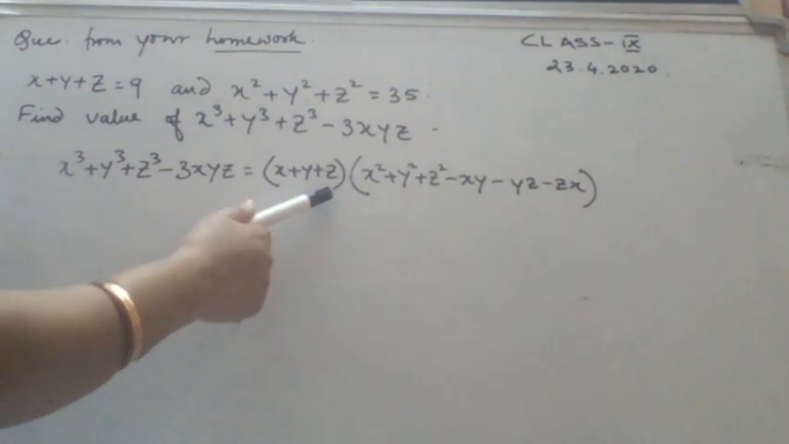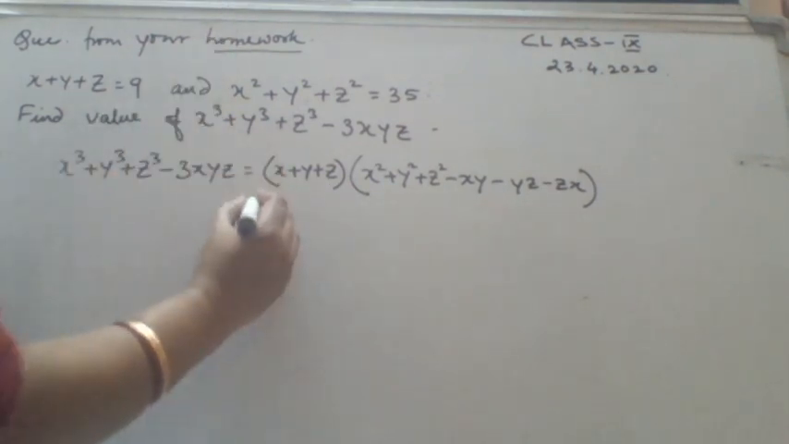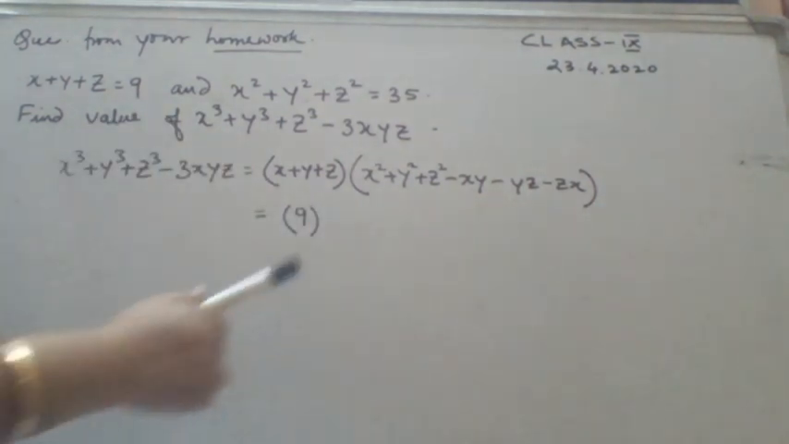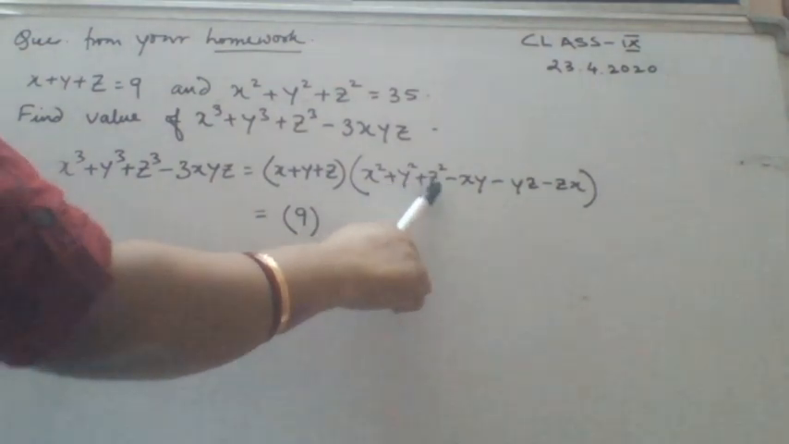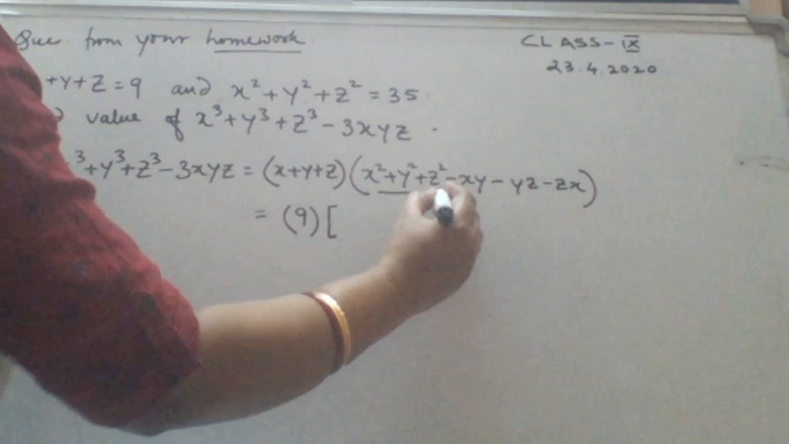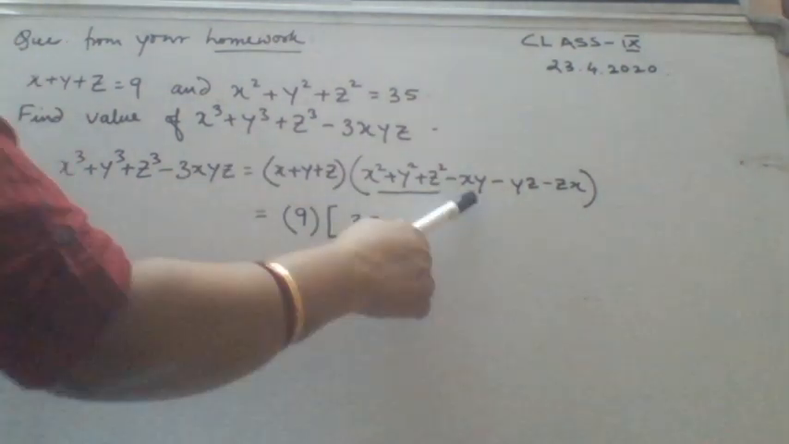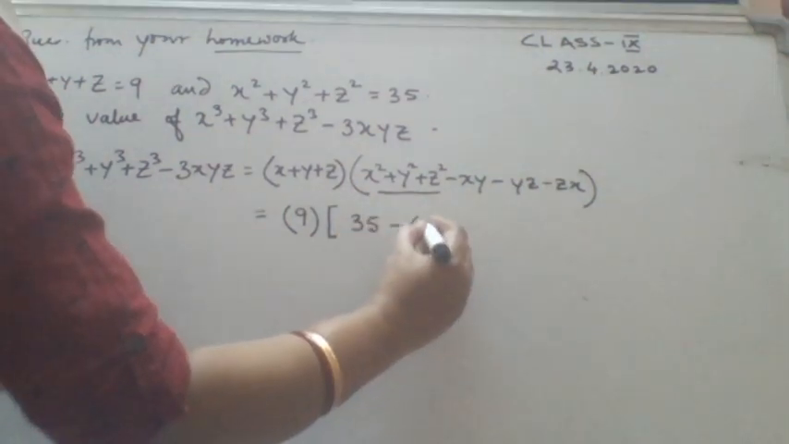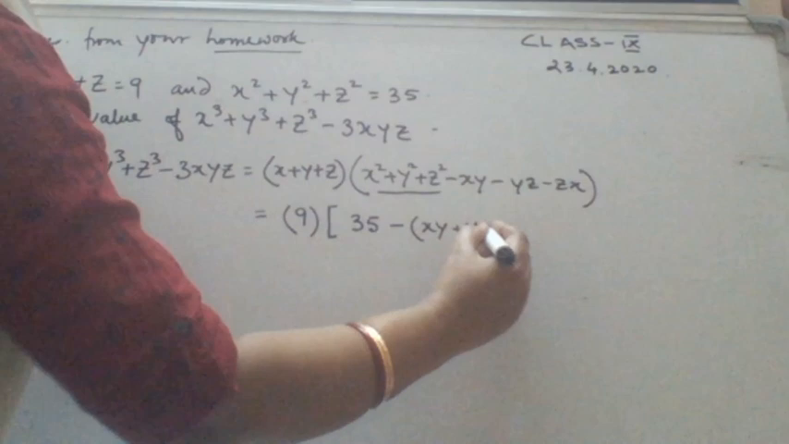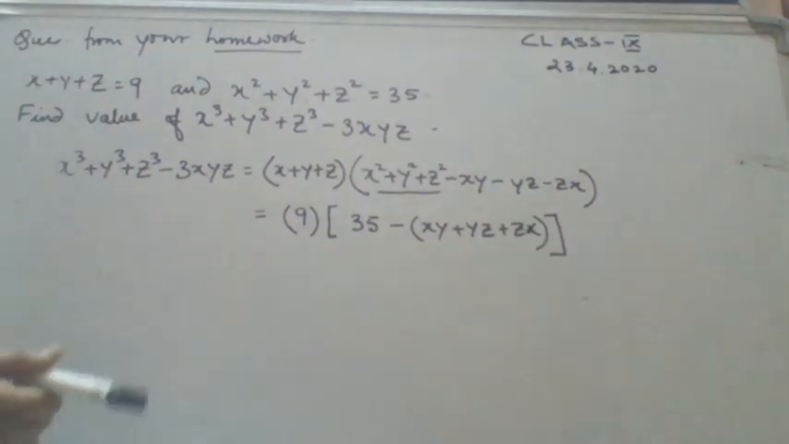Now this value x plus y plus z is given to you as 9, so we can write it as 9. Now this is x square plus y square plus z square, which we can write as these 3 put together. This value is your 35. Now the other part you write as minus of xy plus yz plus zx. Clear all of you?